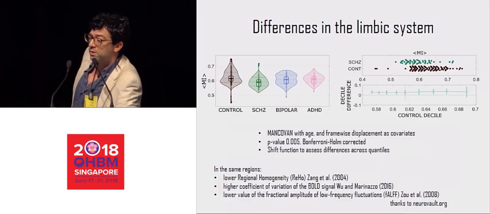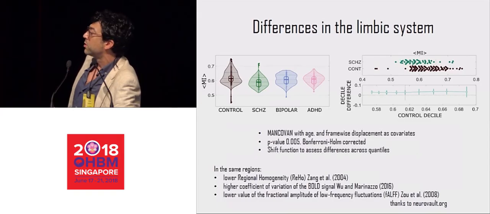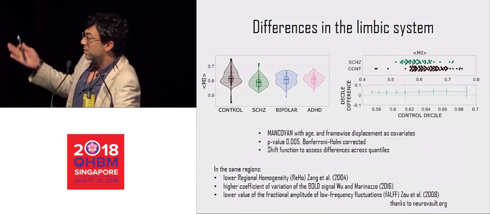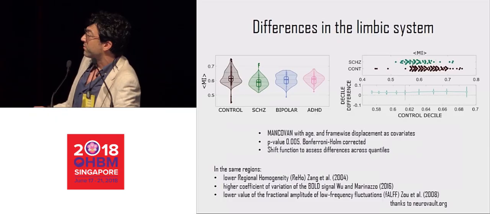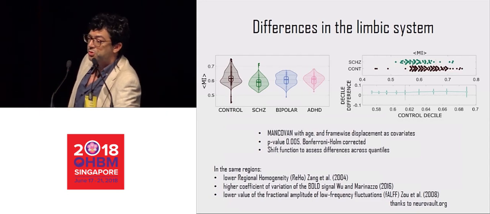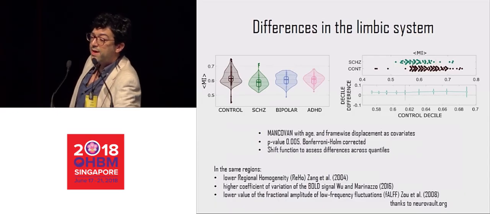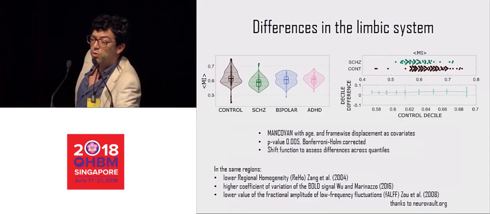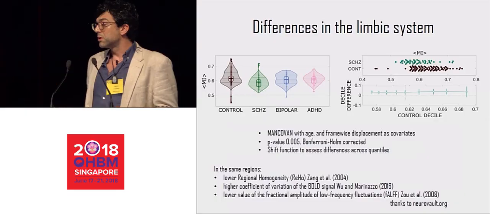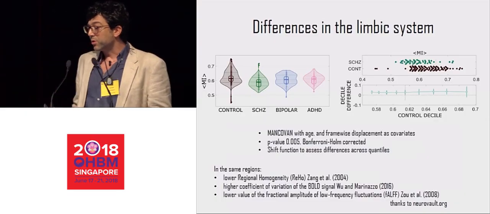What is similar to visibility? Thanks to NeuroVault, in which we could compare the visibility maps to other already published results, we saw a similar expression across the brain as regional homogeneity. In the limbic system we also have a higher coefficient of variation of the BOLD signal, and a lower value of the fractional amplitude of low frequency fluctuation. So this could speak more or less to the same phenomenon.